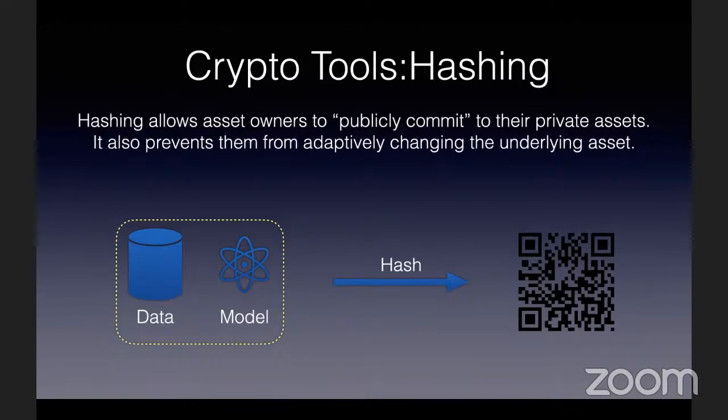So the actual data and model is private, but we still need them to make some public signature or fingerprint, to publicly commit to some fingerprint of their asset. That function is served by a hash. And why it's needed is because even though the hash does not allow one to infer what the data or model is, it binds the asset owner to this data or model. They cannot later adaptively change their model.